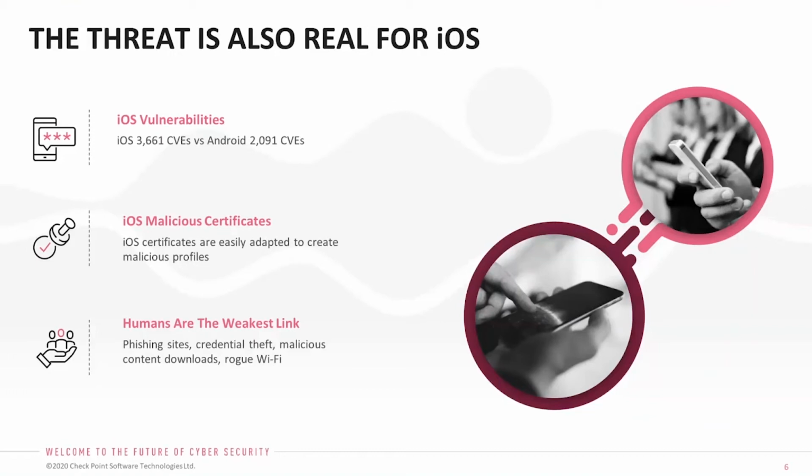Pretty much same with Android, same with every platform, humans are the weakest links. So when it comes to phishing websites or credential theft or even downloading malicious content or logging into a free Wi-Fi, humans are the weakest link, and we need to be able to protect our employees from accidentally clicking things or thinking things are legitimate when they're not.